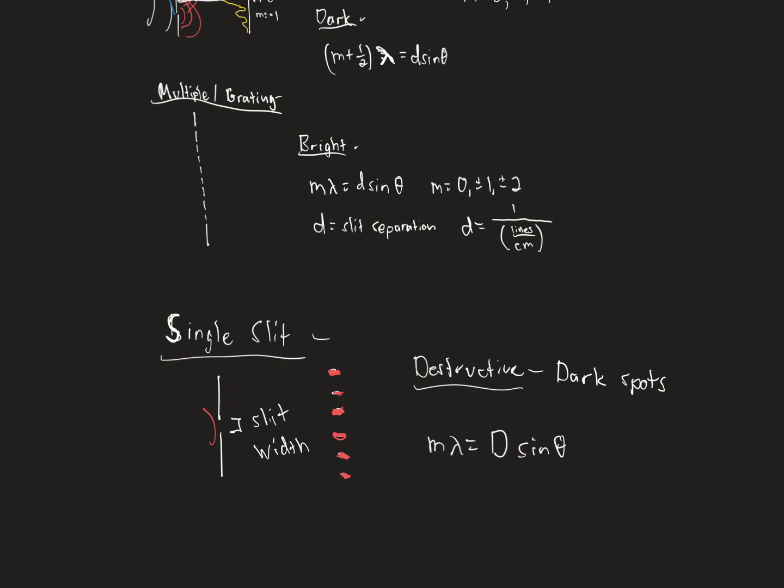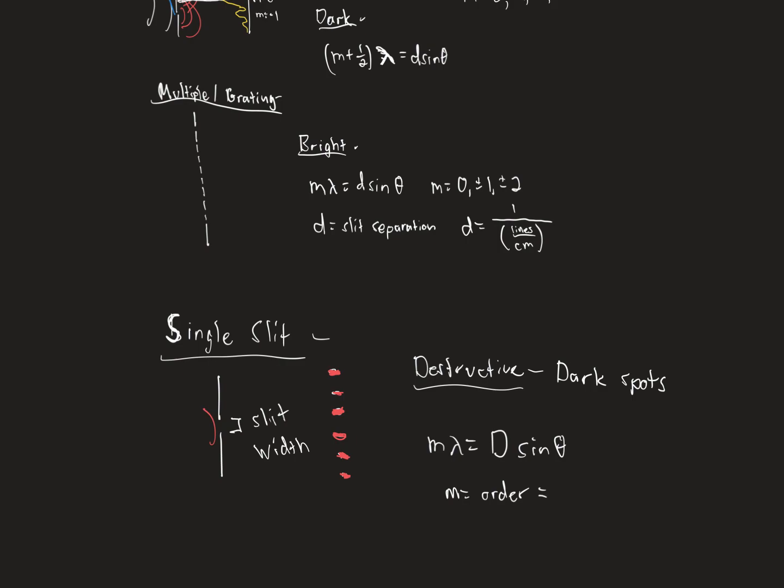And again, m is still the order that you get. And in this case, m is a little bit different than for the bright spots. Where does m start when you're predicting the bright spots? What's the smallest m value you can have? In the middle. It's in the middle. What's the smallest number? 0. Okay, so I have the 0 spot and then a spot above and below, plus or minus 1, spot above and below, plus or minus 2.